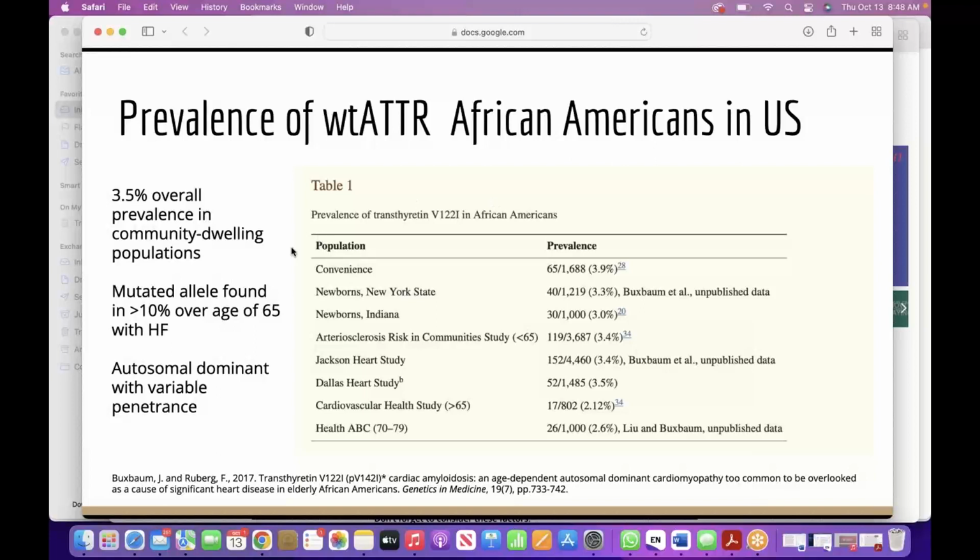This is what I just mentioned about the, sorry, this should be ATTR. This is the prevalence of hereditary transthyretin amyloid, 3.5% overall in African Americans in the US. And the mutated allele is found in over 10% of those patients over the age of 65 with heart failure. So it's a very significant thing.